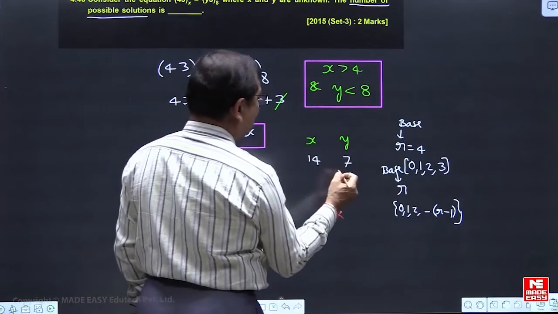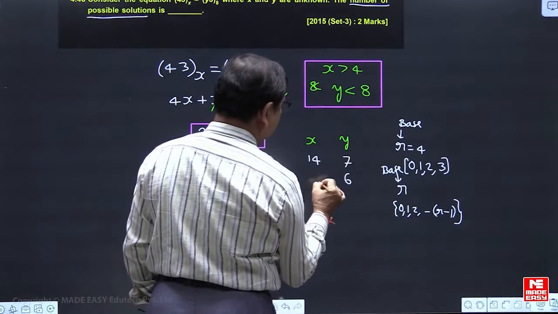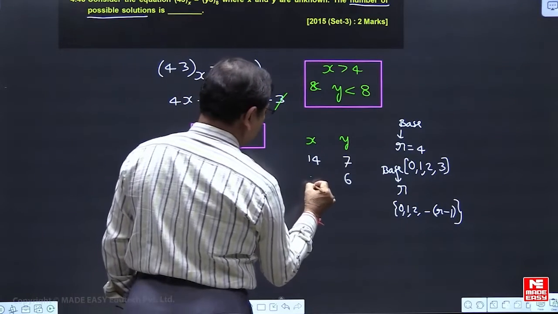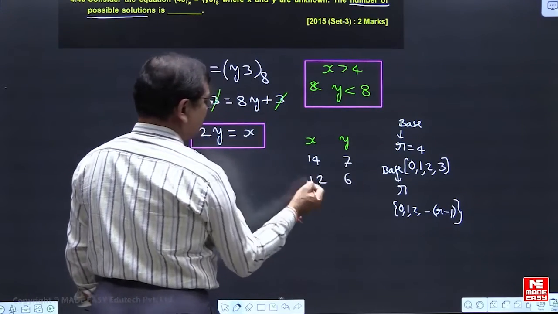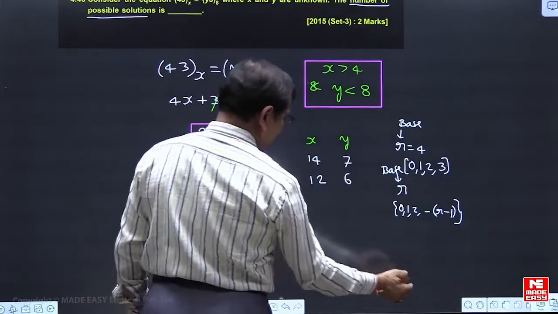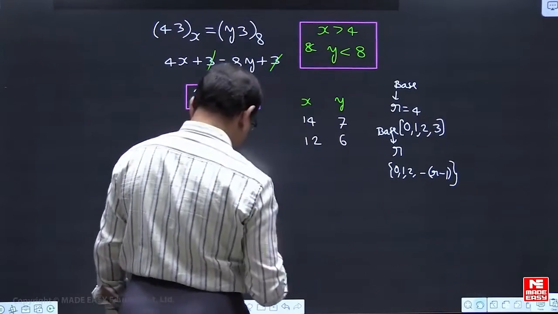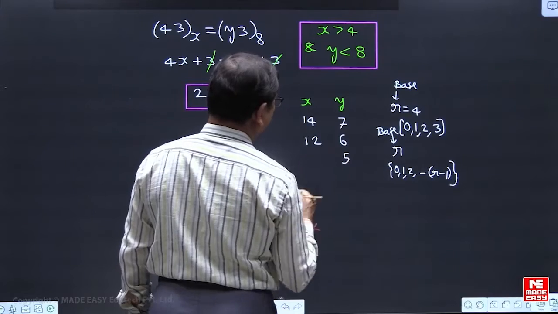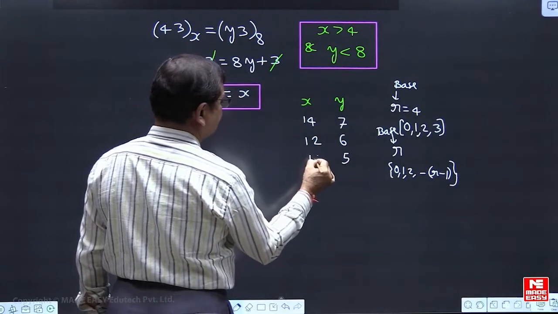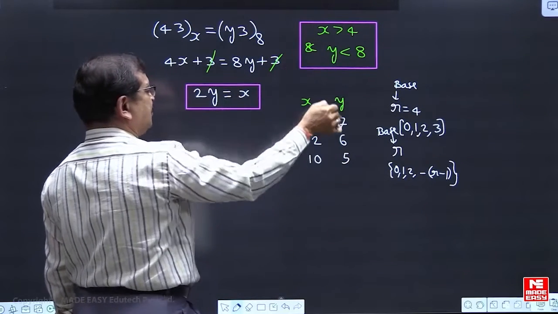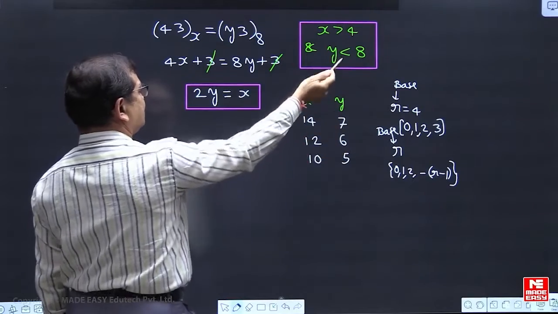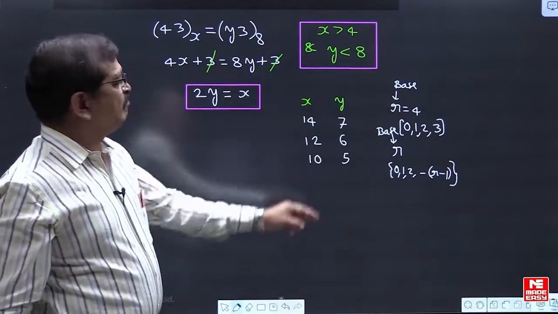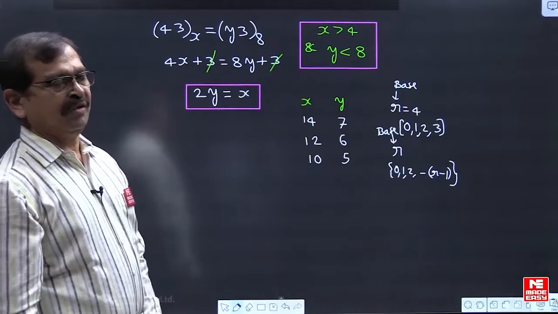Similarly, if y value is 6, then x value based on this is 12, and it is one possibility. Similarly, if y value is 5, then x value is 10, it is also one possibility. So these conditions are satisfied here. So y is less than 8 and x is greater than 4. The condition is satisfied for all.